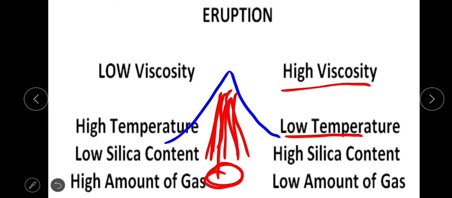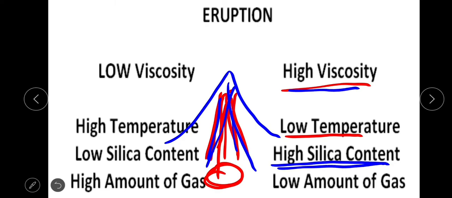the second one is the high silica content. So again, as magma moves upward, its temperature decreases and it will become more viscous. Now, high silica content also determines the viscosity of material. High silica content means more viscosity. Low silica content means low viscosity.